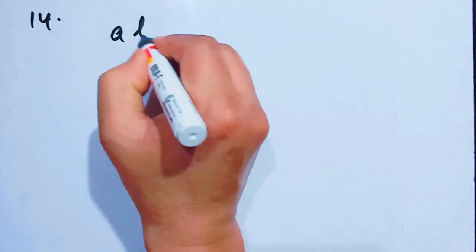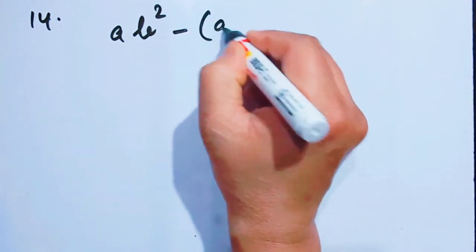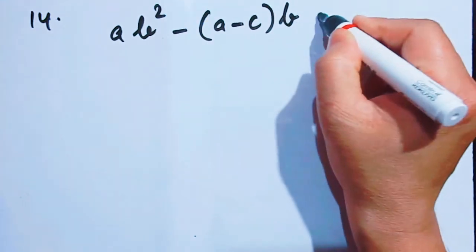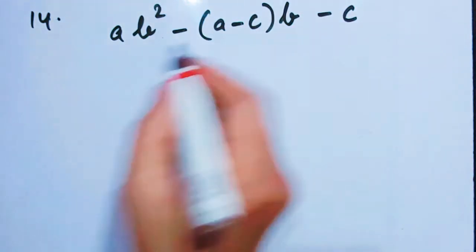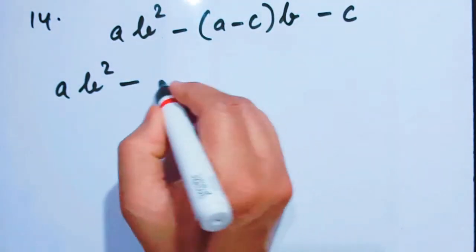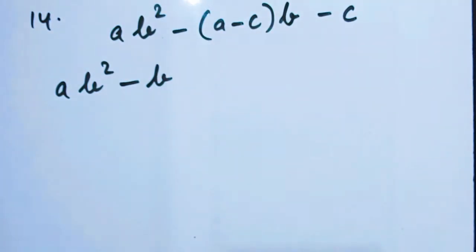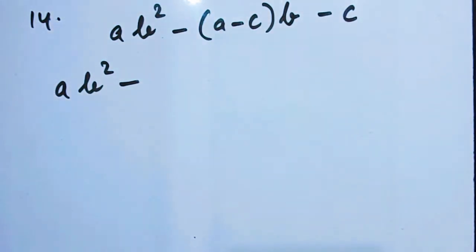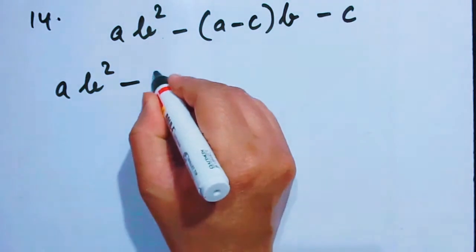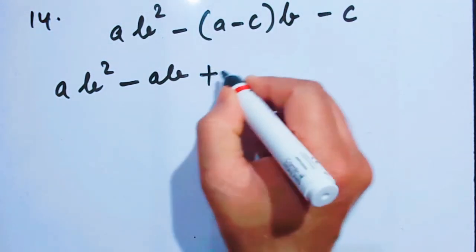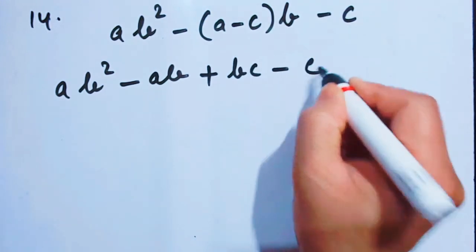Factorize. Number 14. Factorize: AB square minus A minus C multiplied by B and minus C. So let us break this one. AB square minus B will go with A, so minus BA, not BA. It will be minus AB, it goes according to the alphabet. So minus AB minus B into C minus C, that is plus BC and minus C.